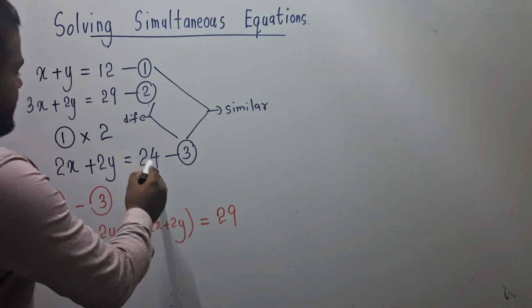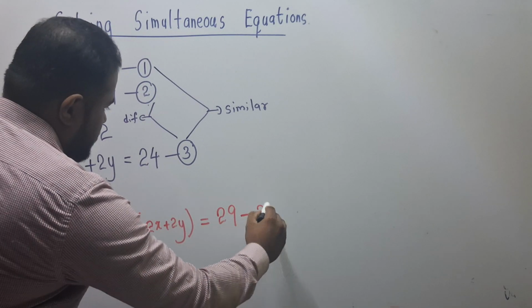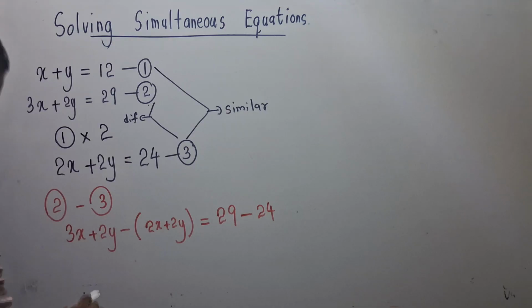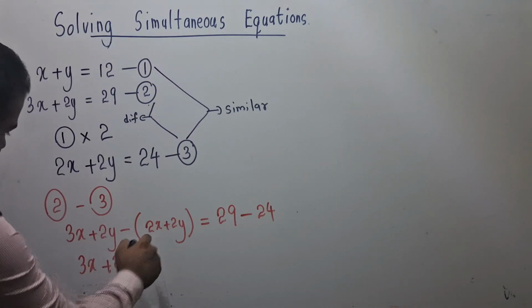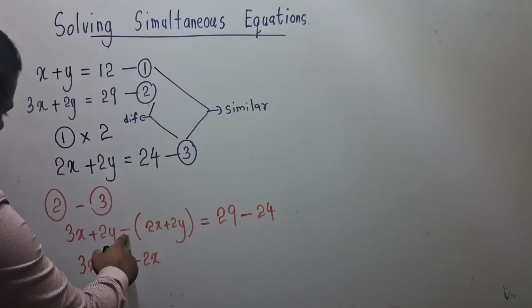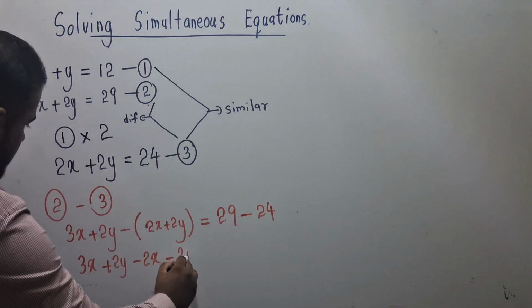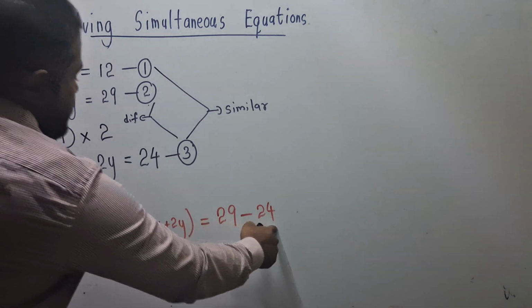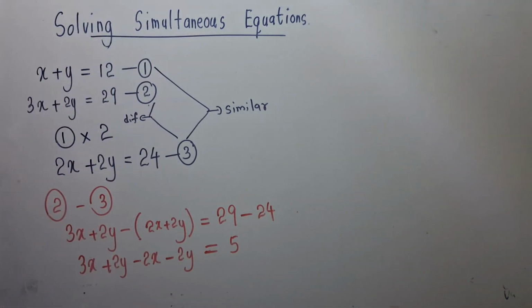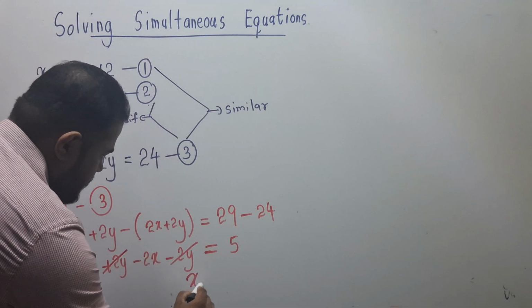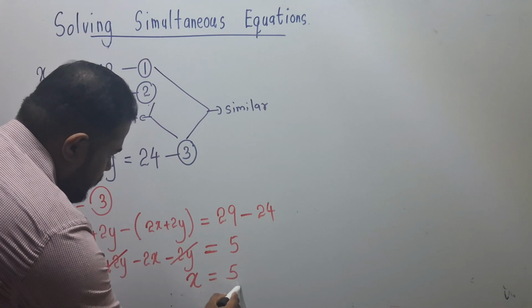What is the third equation's right side? 24. Then I can write 3x plus 2y minus 2x minus 2y, equals 29 minus 24, which is 5. Then you can see there is plus 2y and minus 2y, so they get cancelled. 3x minus 2x becomes x, and x is equal to 5.